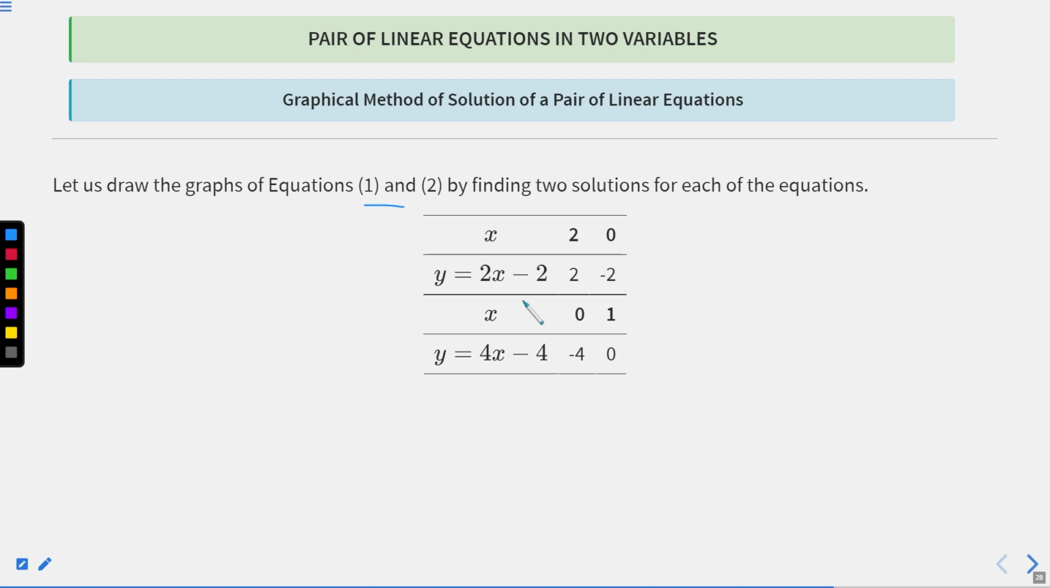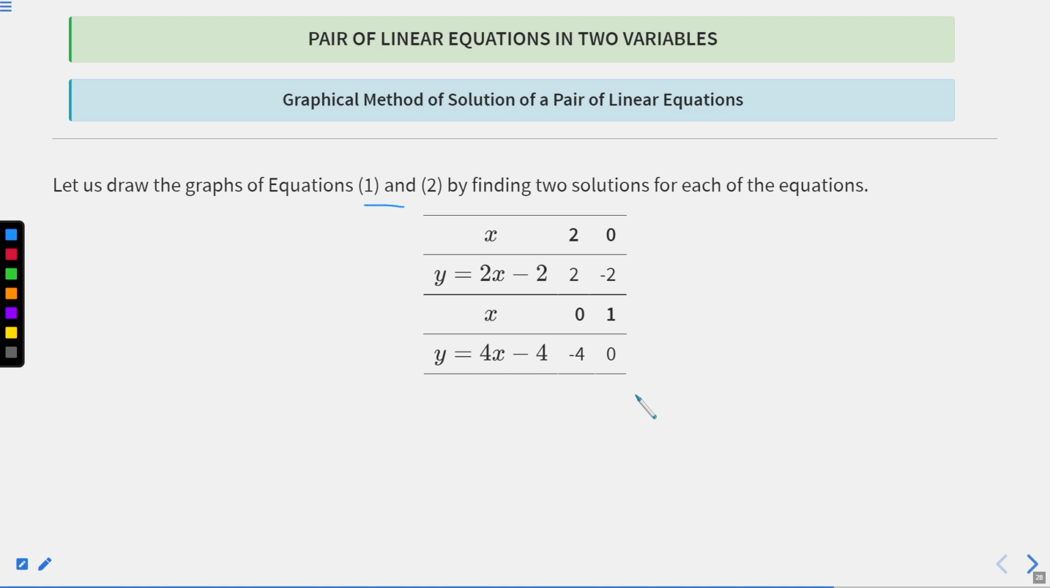Then we will get a line. In equation number 2 we have y is equal to 4x minus 4. If we take the value x is 0, then we get the value of y is minus 4, and when x is 1, we get the value of y is 0. So here we get 2 points, 0 comma minus 4 and 1 comma 0. If we now plot these 2 points on graph paper, we will get a line.